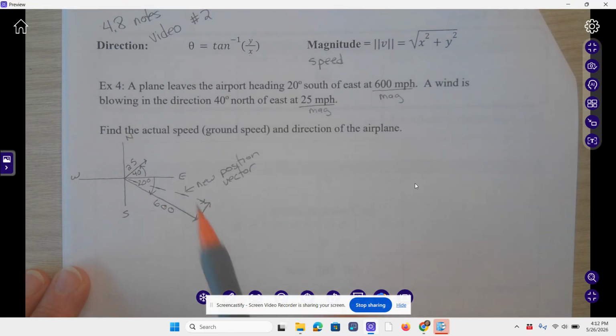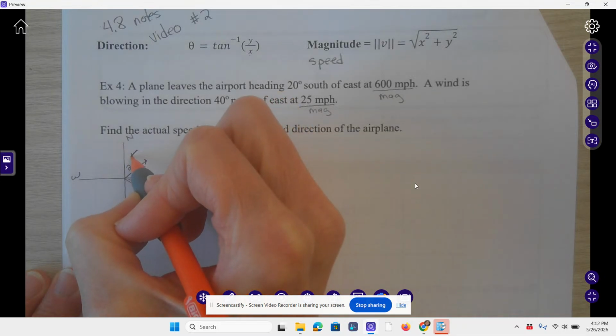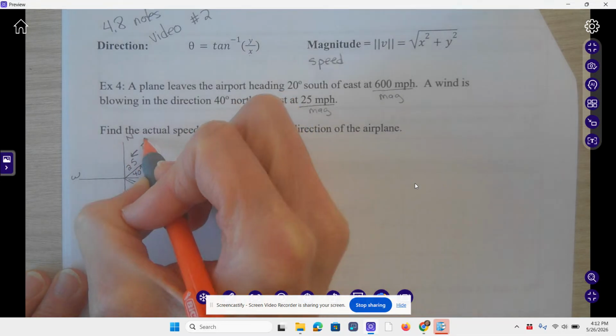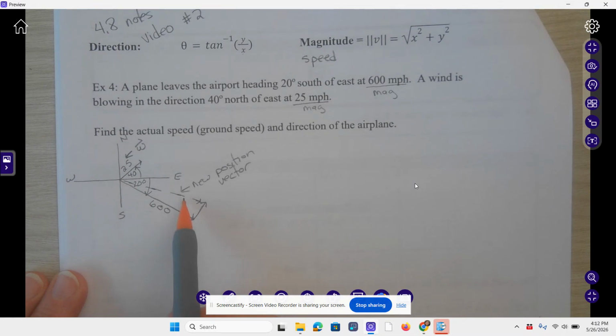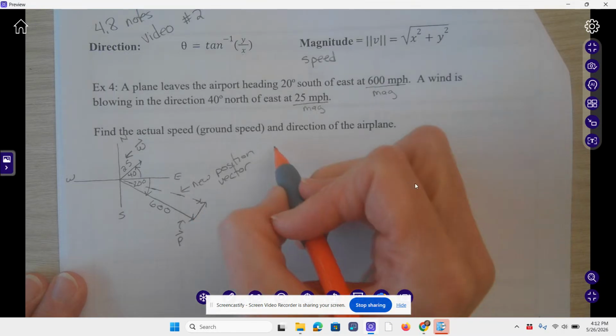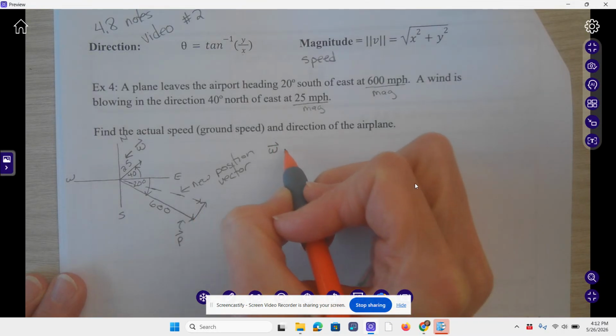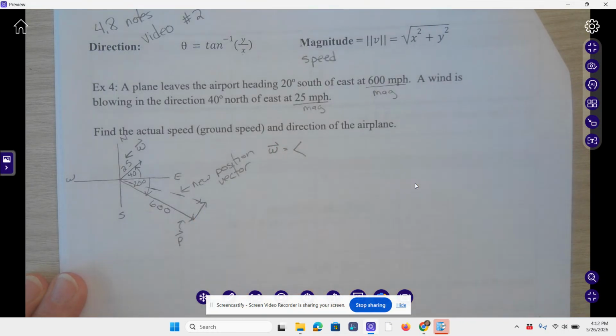So the way we do that is we're going to write a vector that represents the plane, which I'm going to call vector P. And then we're going to write a vector that represents the wind, which I'm going to call vector W. And then we're going to add those two vectors together, and this will be our new vector. And then we're going to find the speed and the direction of this new vector. Okay, so let's write our wind vector first.